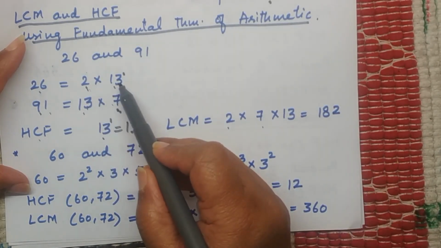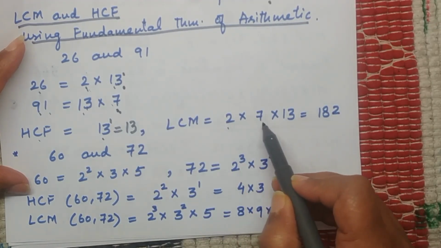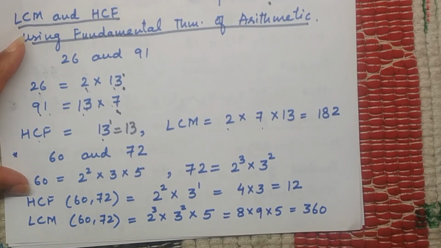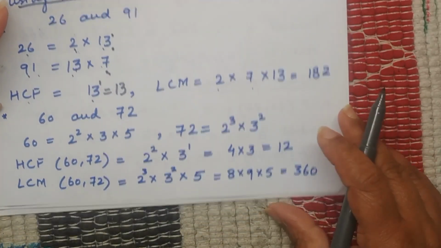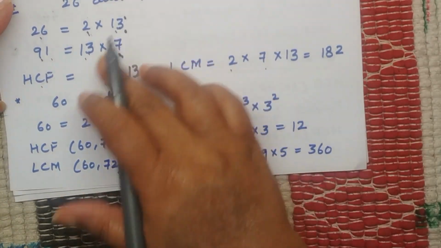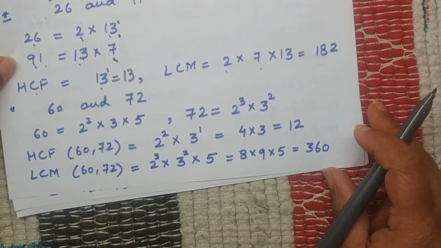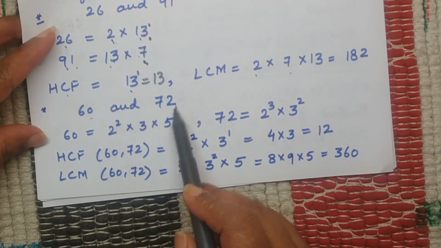13 is the common factor and the power in both the cases is 1, so 1. So 2 into 7 into 13 is 182. For LCM, you will understand it once more. I'll take another example. Here the powers were 1, 1 only. So now let us take some different example where we have different powers. For example, we need to find the HCF and LCM of 60 and 72.